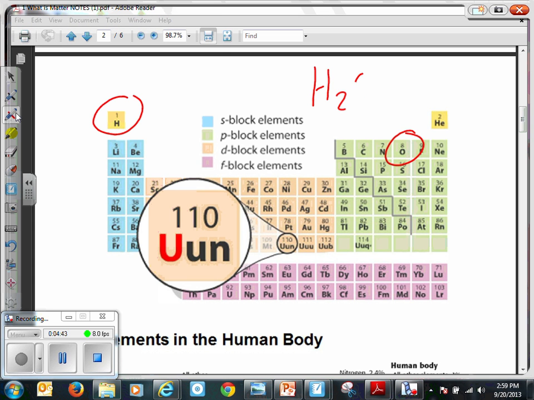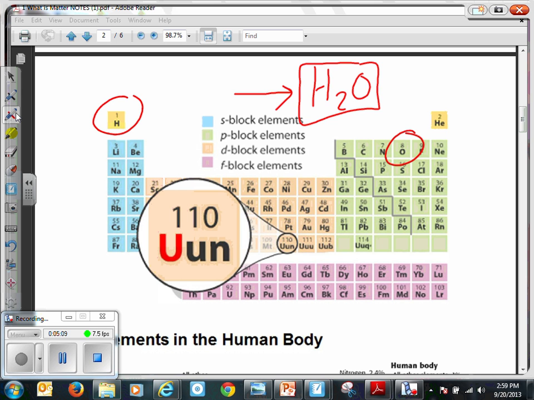Now a compound has a fixed number of elements in it all the time. So if I have water, it's always going to have this ratio, 2 hydrogens, 1 oxygen, no matter where you find it, no matter where in the whole entire universe that you find. It'll always have this exact same ratio. Okay, so that's a compound.